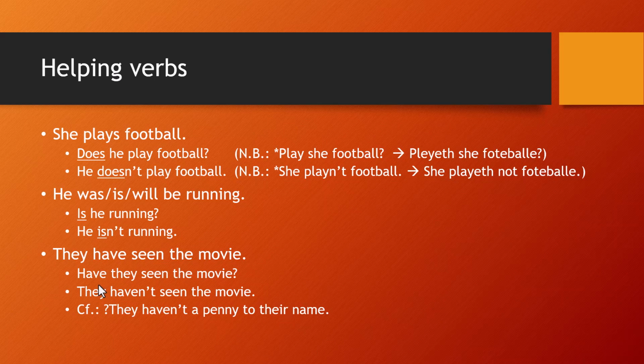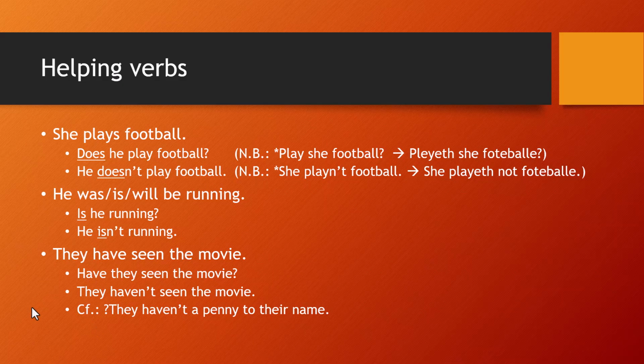Have they seen the movie? They haven't seen the movie. Again, we need that auxiliary verb for questions and negatives. See what you think about this sentence here. They haven't a penny to their name. That doesn't sound very American English, right? That sounds pretty English, or say British English. In English, we have two haves, right? There's the have that's this helping verb, and there's another have that is just a main verb that means to possess, right?